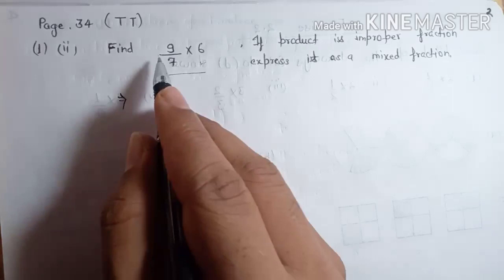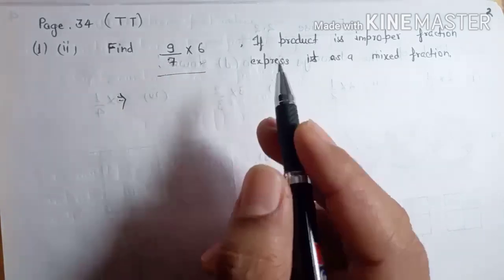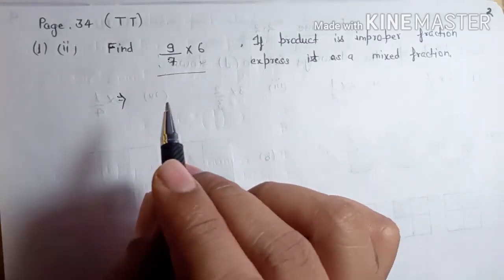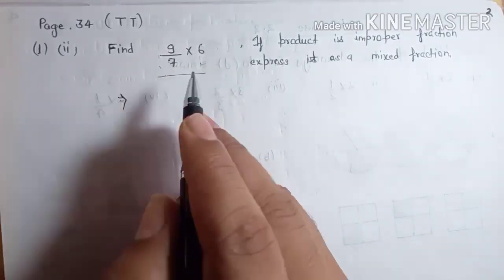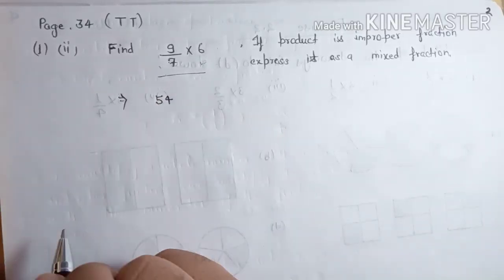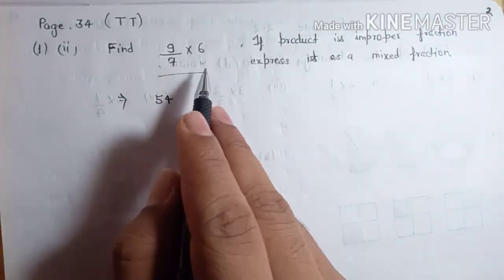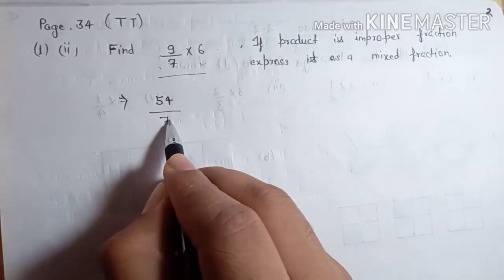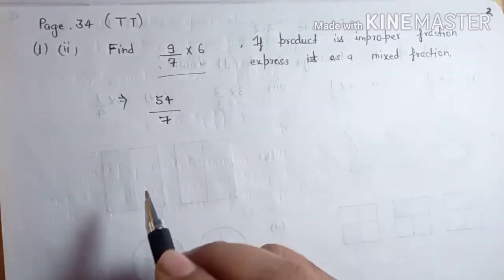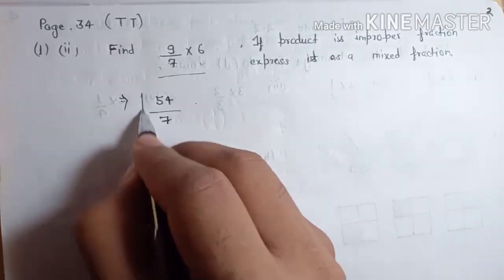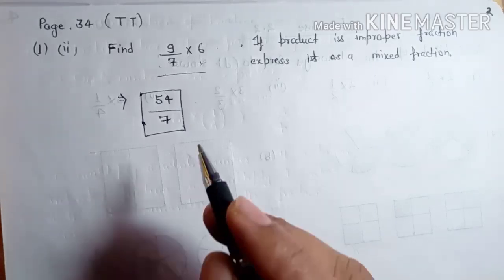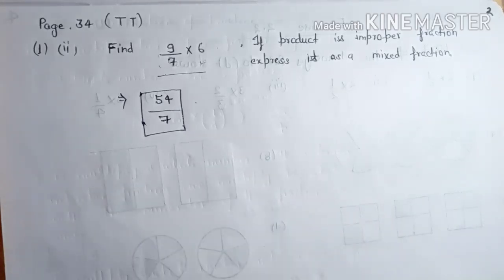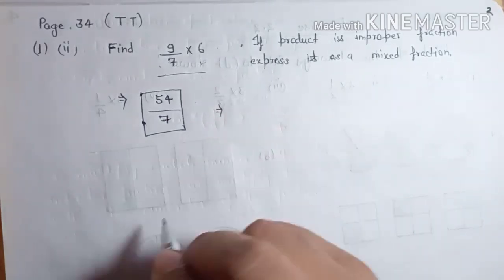So how to multiply? Here is a fraction and a whole number, and we know how to multiply these numbers. We have to multiply the numerator and the whole number. So 9 6s are 54, and here we will keep the same denominator, so write here 7. Now tell me what type of fraction this is. You can see that in this fraction the numerator is greater than the denominator, so this is an improper fraction. So how to make it a mixed fraction?